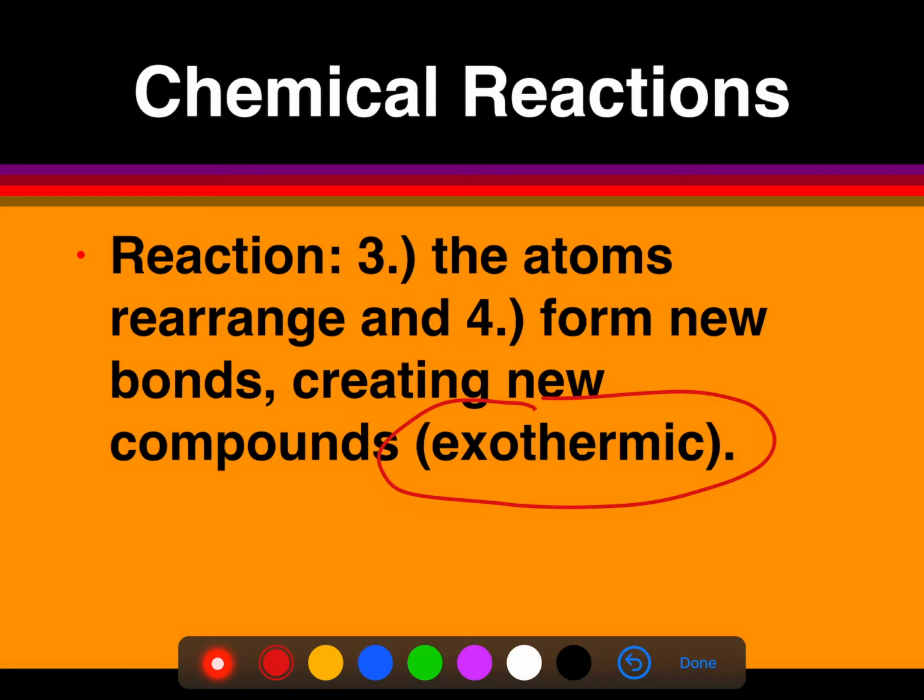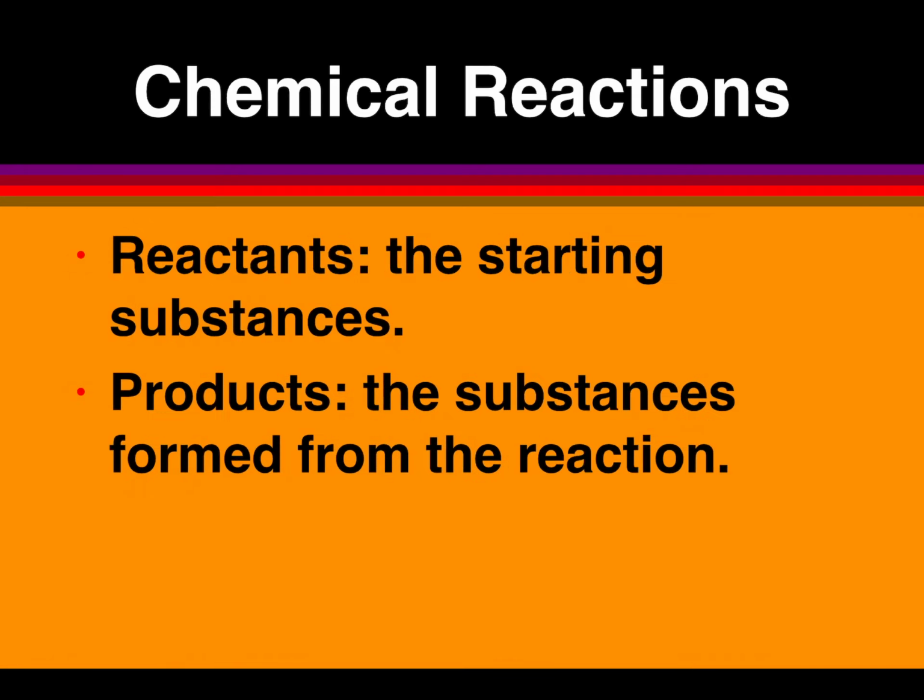And all chemical reactions have an exothermic part to the process. So the four steps, know the four steps. Know which steps are endothermic. Bond breaking is endothermic, always. And bond forming is exothermic, always. Two aspects to a chemical reaction.